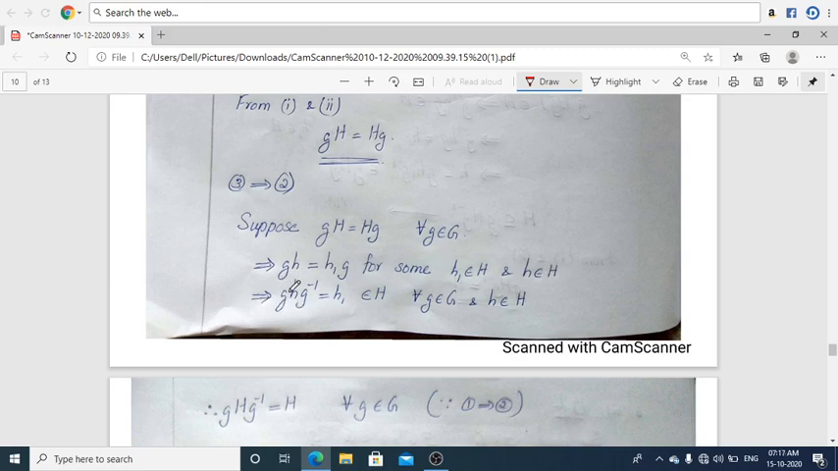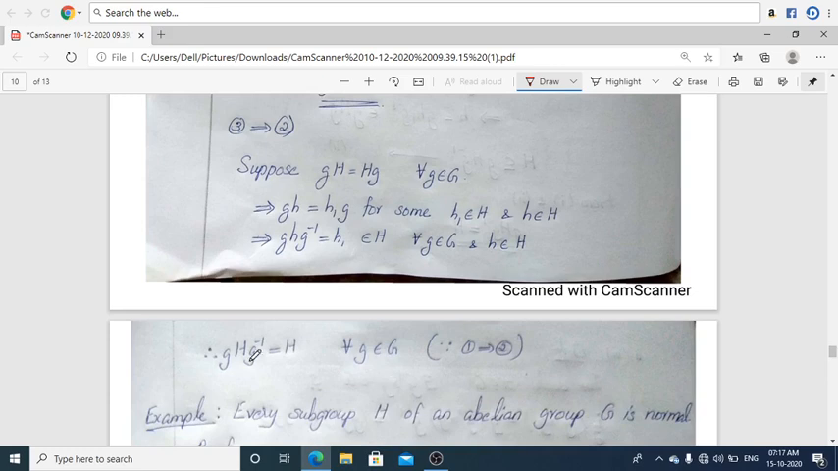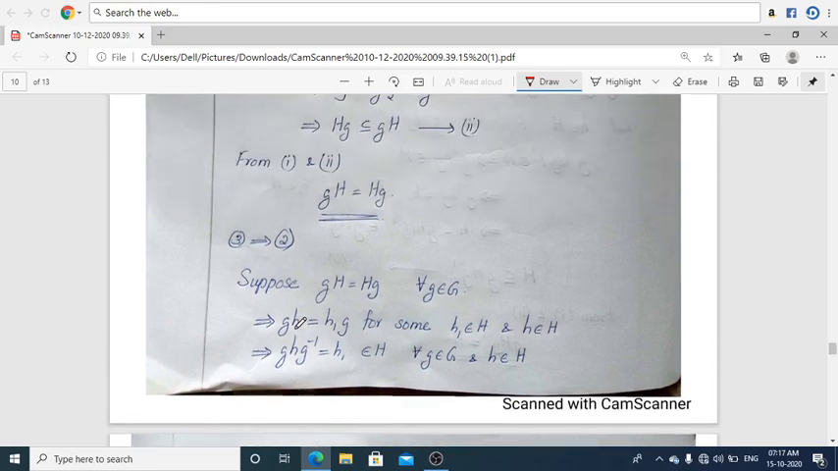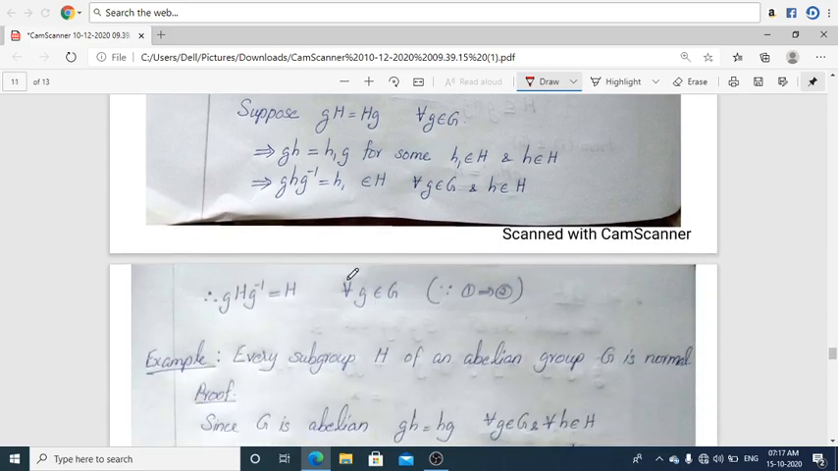Which implies, operating g inverse on the right side, ghg inverse is equal to h1. g g inverse becomes identity. So this h1 is an element of H for all g element of G and h element of H. So ghg inverse is equal to h1, and if we use 1 implies 2, the first condition gives the second condition. So ghg inverse is equal to H for all g element of G. So 3 implies 2. We proved that the conditions are equivalent. Okay.